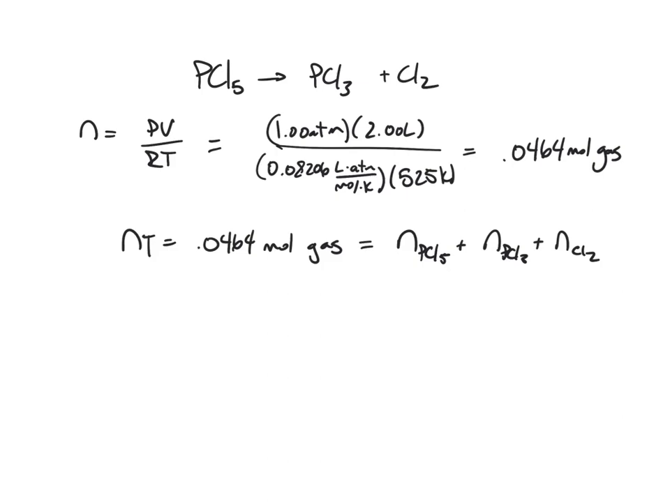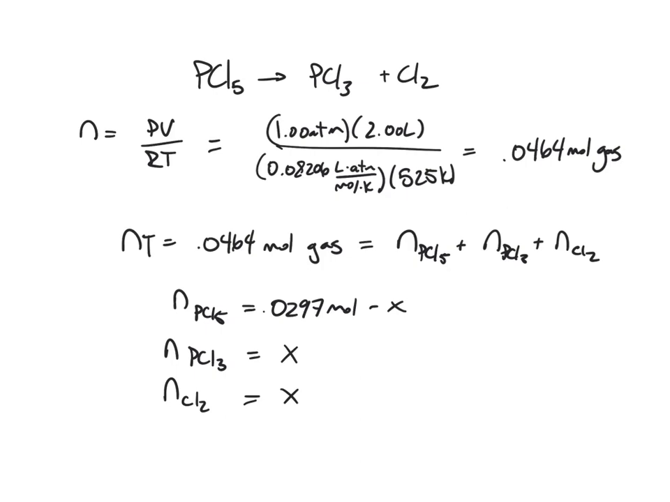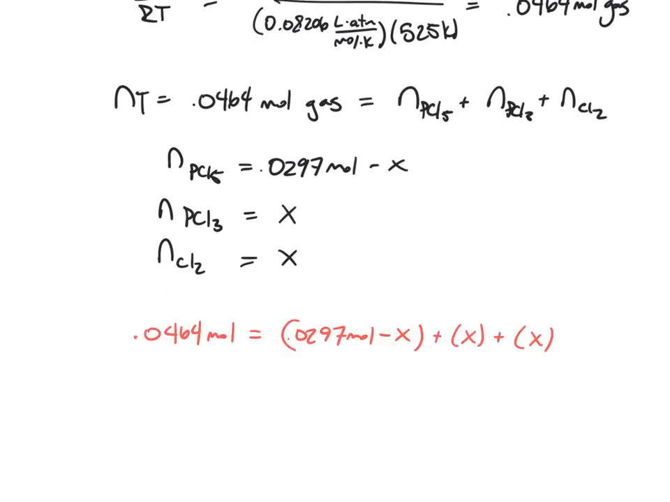Now we knew that we originally had 0.0297 moles of the PCl5 to begin. That was from Part A. So we're going to let X stand for the amount of moles lost by PCl5, but also equal to the amount of moles gained by the PCl3 and the Cl2. Since everything's a 1-to-1 ratio, the moles lost here is equal to moles gained here and here. Once I identify those variables, then I can take this information and plug it into this formula. So I write it out. I have 0.0464 moles is equal to 0.0297 moles minus X plus X plus X.